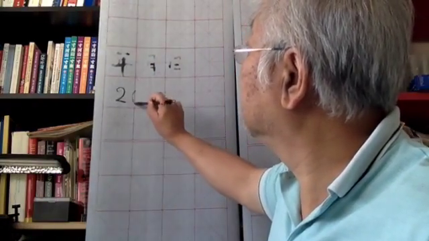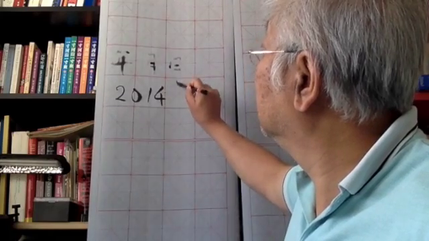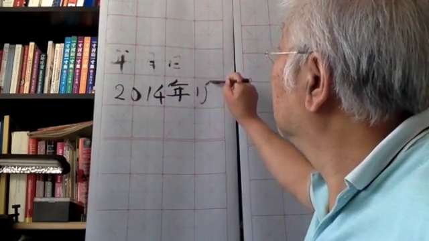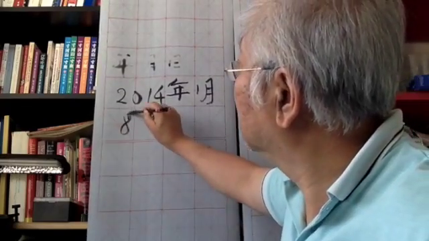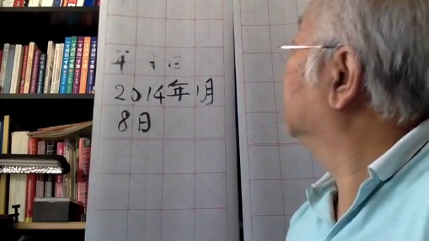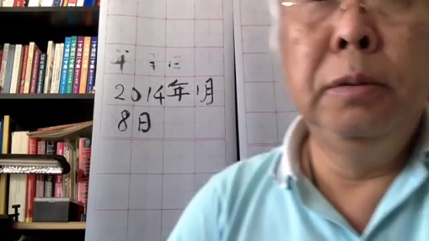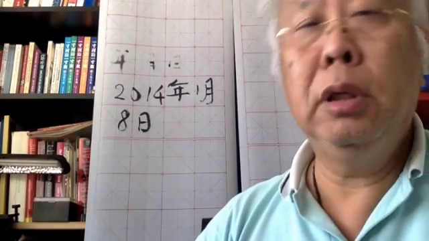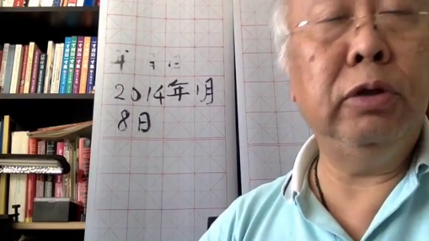So today is 2004, January the 8th. So it is written in Chinese, mixing with Arabic numerals like this. So the year goes first, followed by the word for year, and then the month, followed with the word for month, and then the day, followed with the word for day.